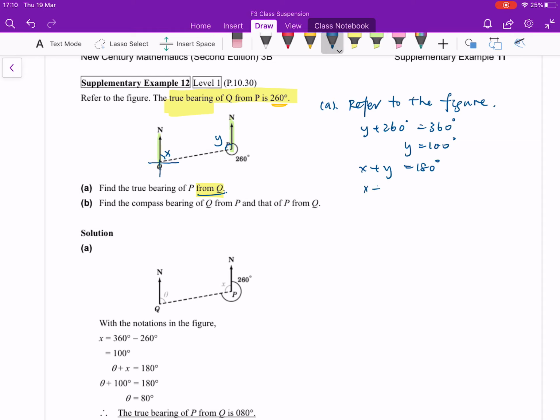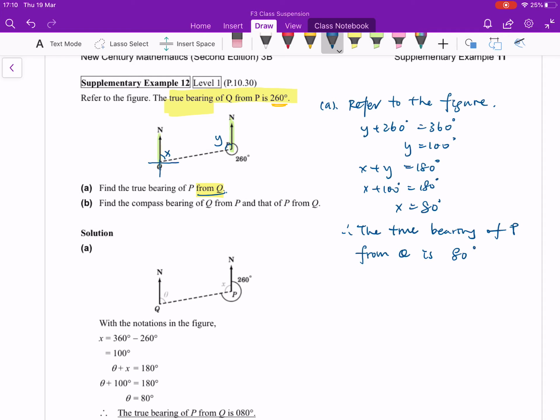So X plus 100 equals to 180. So X equals to 80. Okay, so X equals to 80. Therefore, the true bearing of P from Q is 80 degrees.